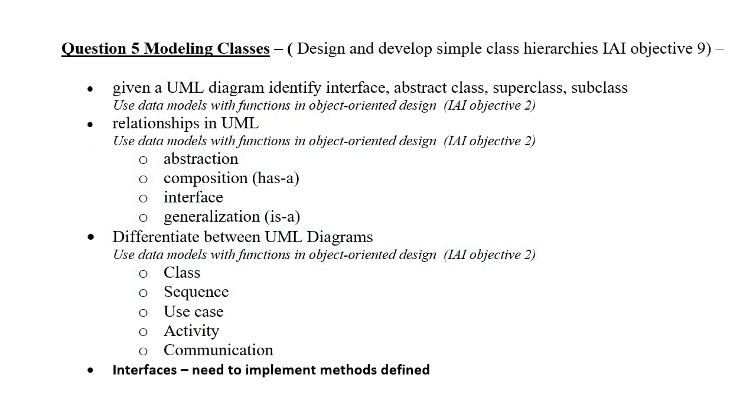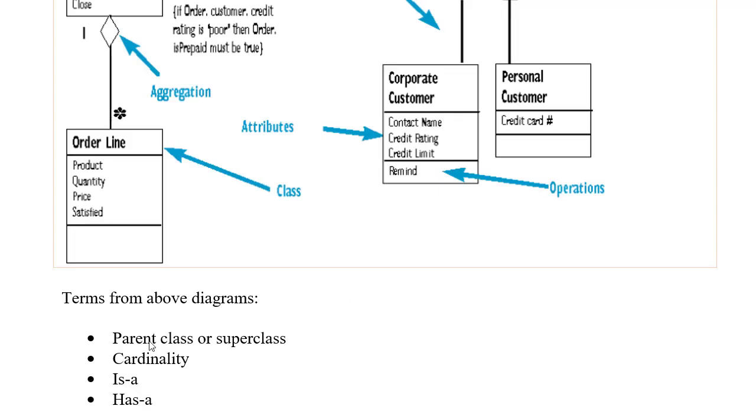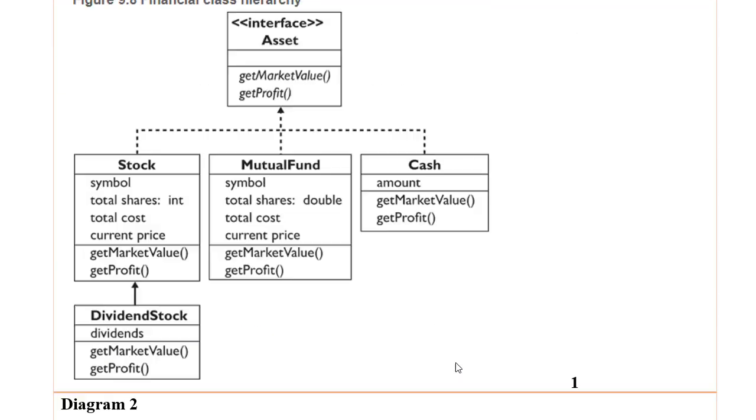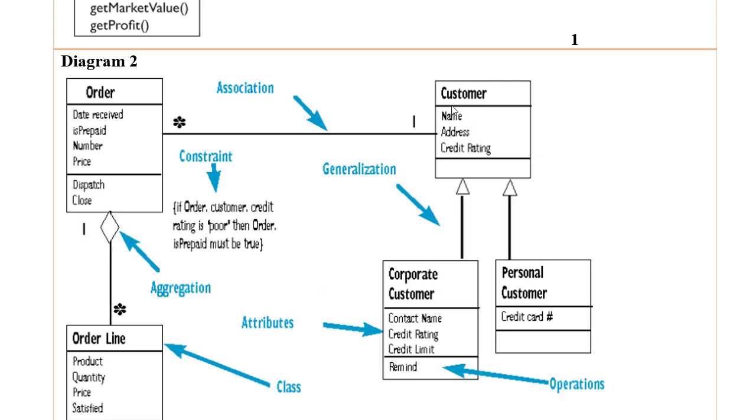For question 5, you will be given a UML diagram. It'll be a UML class diagram, and you will need to be able to determine some terms based on the class diagram. I provided two class diagrams, and can you identify a parent class or superclass? So for example, I hope you look at this and you would say that stock is a parent class of dividend stock. You should know that. Or customer is a parent class or superclass of corporate customer or personal customer.